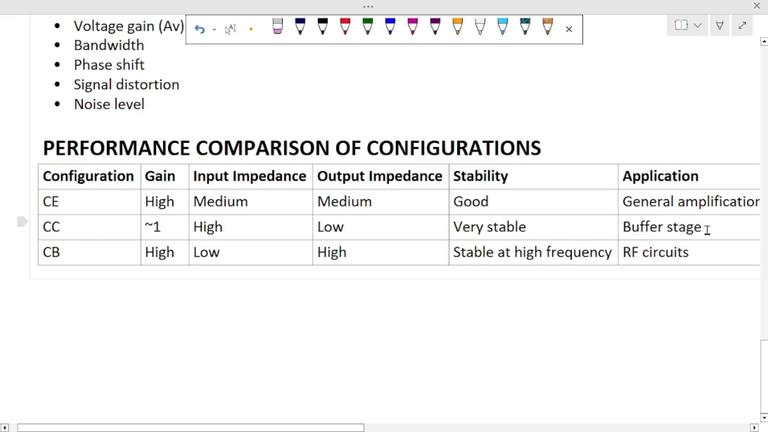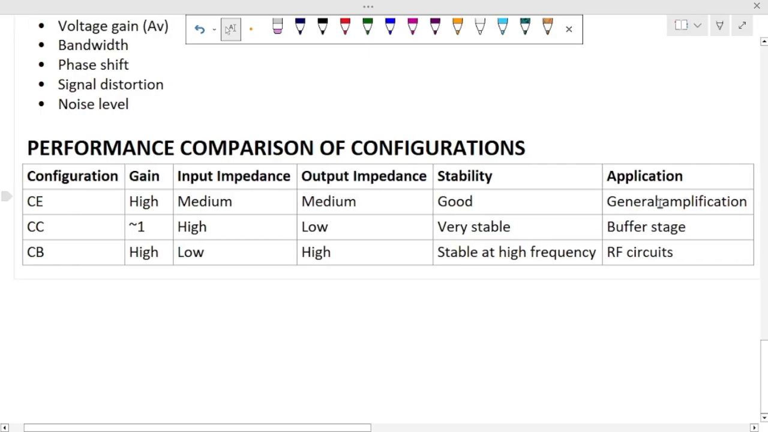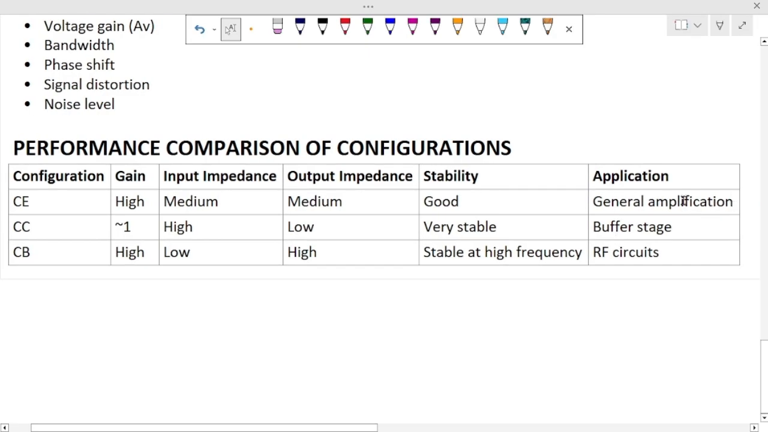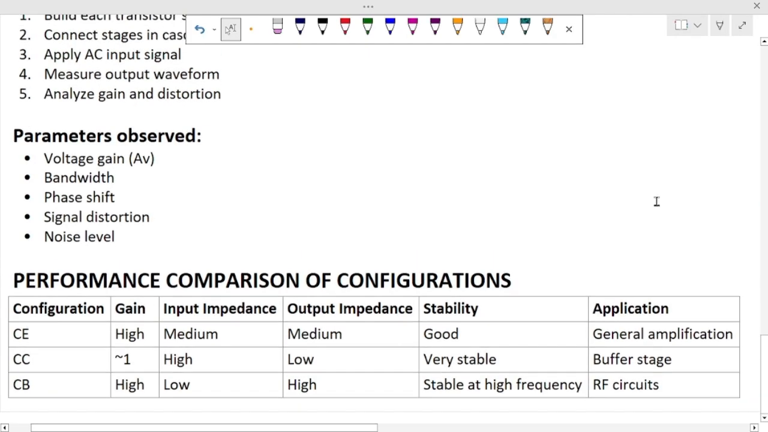So we can use it for a buffer stage. A buffer just holds what comes in, and when it's time to give out, it gives out almost the same thing. So buffer stage, because you see that the gain is just approximately 1. Then for common emitter, the gain is high and the stability is good, so we can use it for general applications, general amplifications.